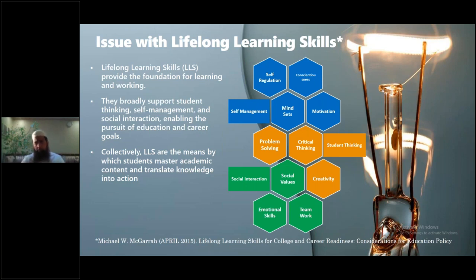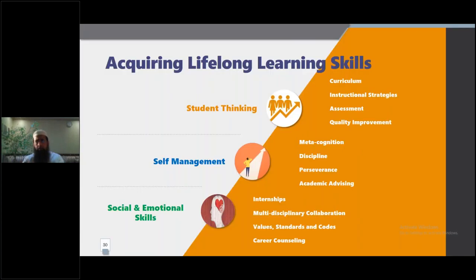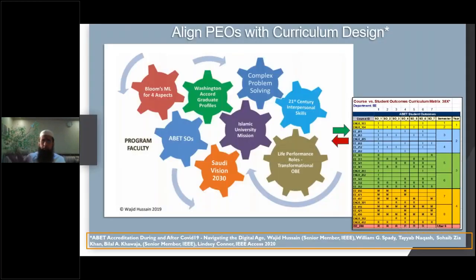Let's say I want to integrate lifelong learning and take several aspects of these components and identify the areas in the educational process where they are actually learned or acquired. And then I look into the curriculum and then I plug them into the curriculum. The right side over here, this is a model of a curriculum map. It shows all these electrical engineering courses and shows the program outcomes lined up. This is a 2020 paper that we submitted with the IEEE, and it talks about program educational objectives.